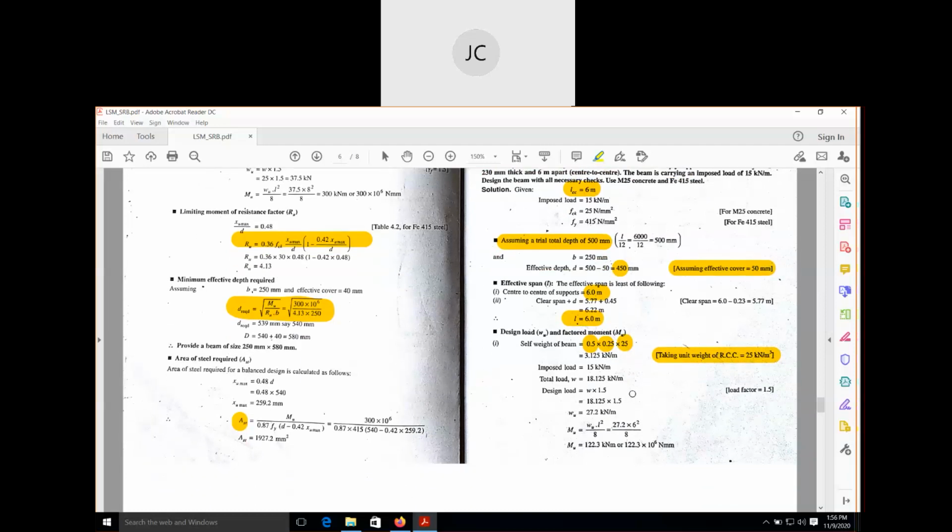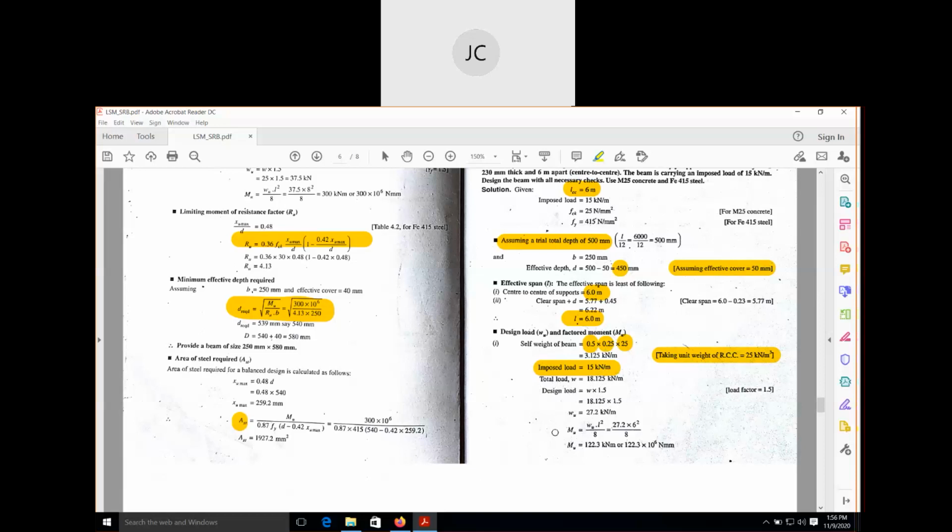Then the imposed load, in other words the live load, is given. This is the self weight, which means it is your dead load. So live load plus dead load is your total load. You add the two values. Then for getting the design load, you multiply the value by the load factor 1.5. So your design load will be this much.